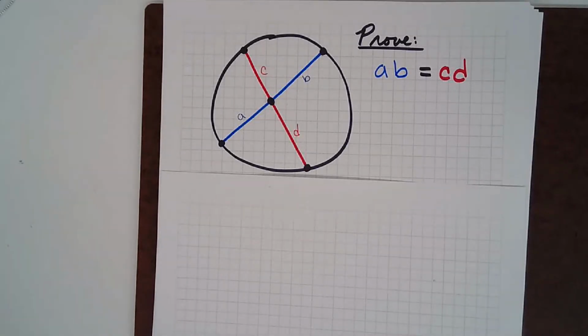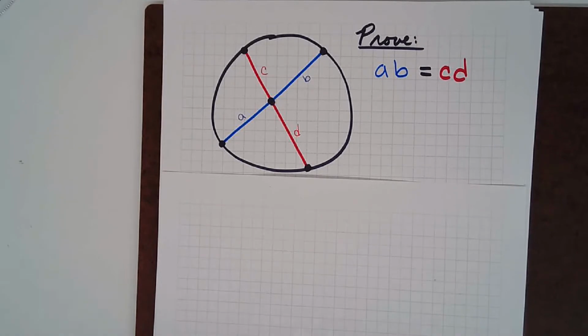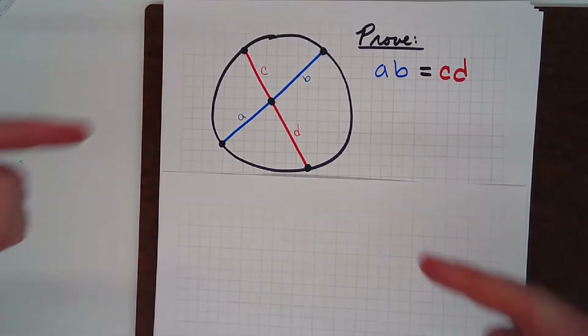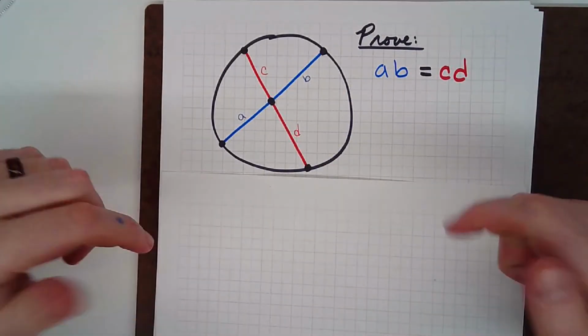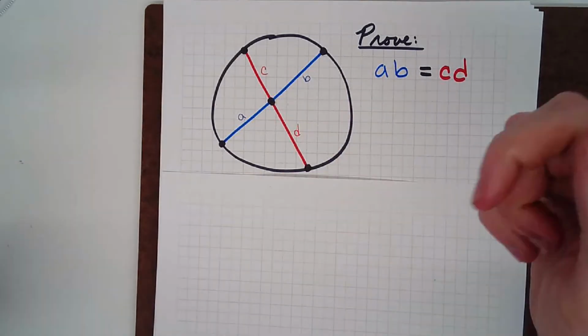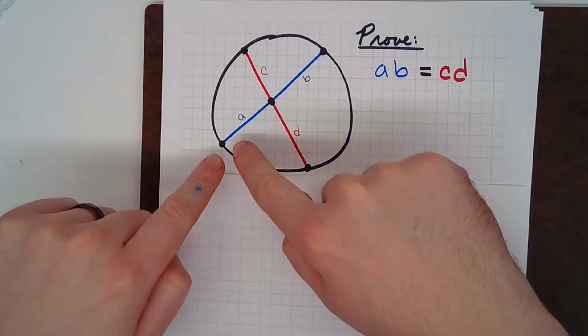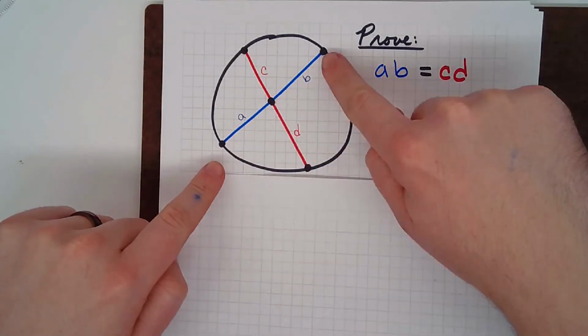All right, so another math video. We are going to be talking about special segments inside circles. As you can see here, we've got some special segments, A, B, C, and D. These segments, A and B, and C and D form chords. A chord is anything that goes from one side of the circle to the other.